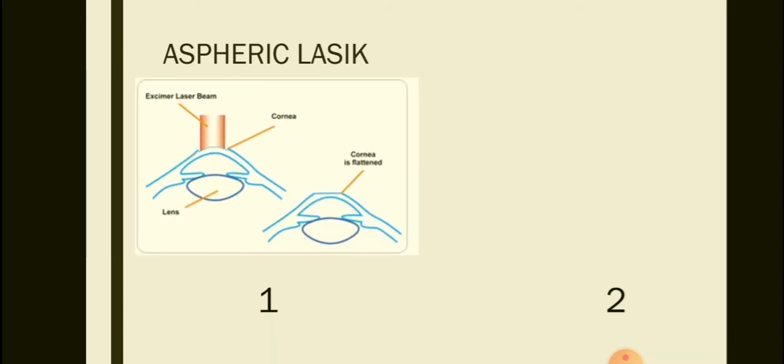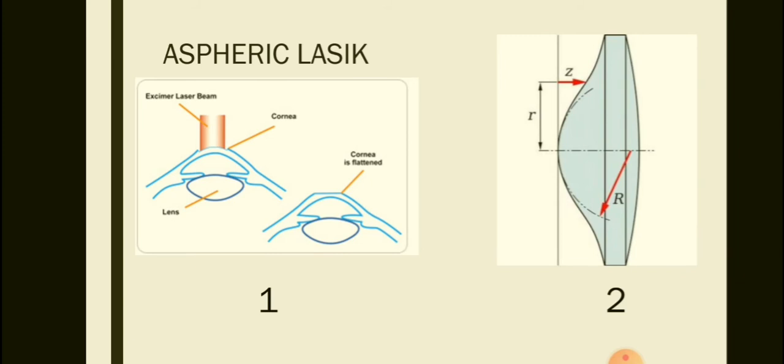Now let us move to aspheric LASIK. Previously, in normal LASIK surgery, a corneal flap is created, and after that laser beams are used to flatten the pupillary corneal area. But look at the picture below: the corneal curvature is not uniform in shape. In the central area there is more flattening than in the peripheral area, so it looks abnormal. So in aspheric LASIK, lasers are used to blend the corneal curvature between the central and peripheral areas to make a uniform corneal curvature. That is aspheric LASIK.